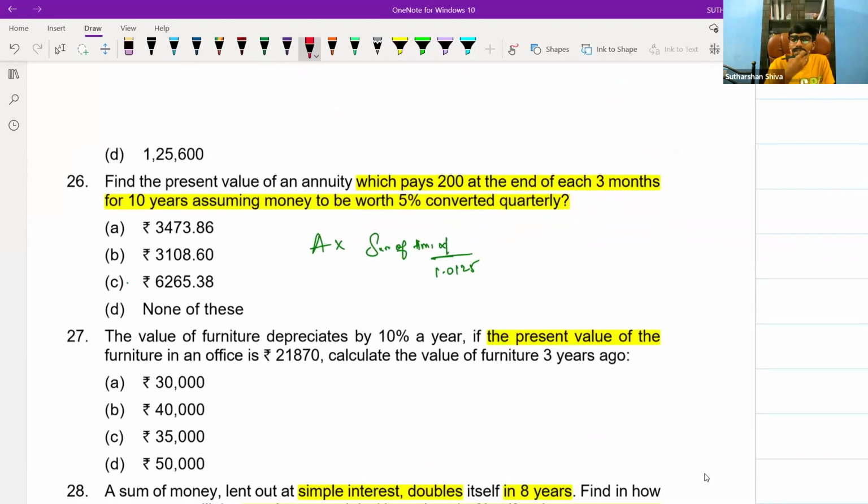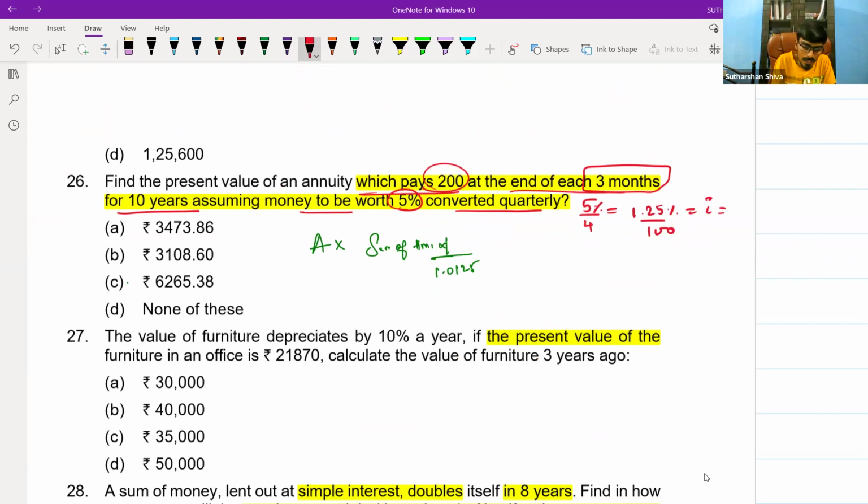Then go with 26. Find the present value of an annuity which pays you 200 at the end of every 3 months for 10 years, assuming 5% compounded quarterly. If it is quarterly, it should be divided by 4. 5% divided by 4 becomes 1.25%. Converting by dividing by 100, it becomes 0.0125. Assuming 10 years, since it is quarterly, it should be multiplied by 4. It will become 40 times.